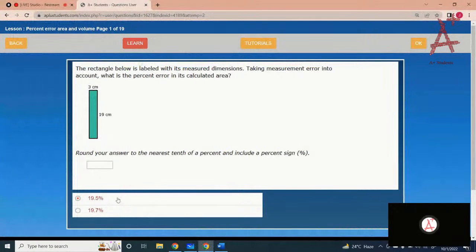Got it? So that's all for today. We have done 4 topics today. The topics are minimum and maximum area and volume. It's in chapter 3, measurement, grade 9. So it covers minimum and maximum area and volume, percent error in area and volume, and percent error.